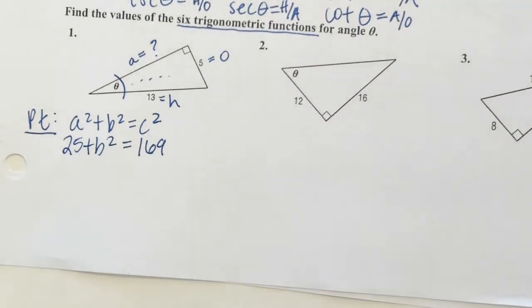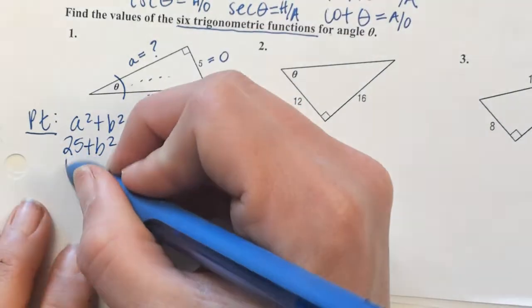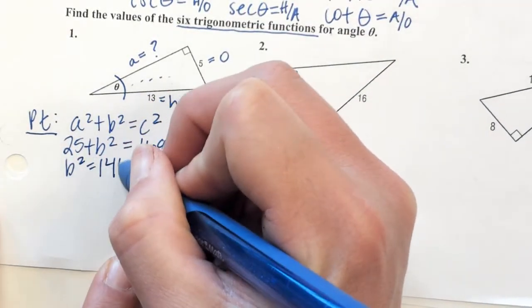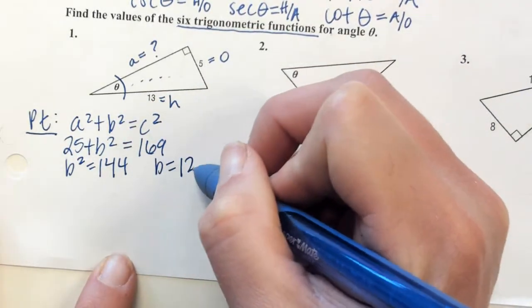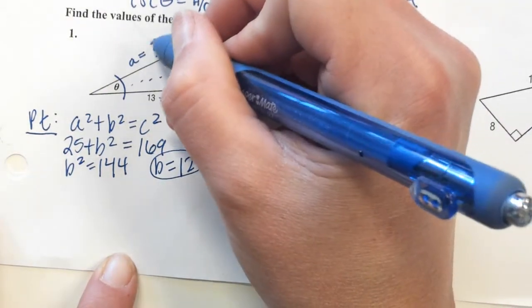Everybody see where I got that? How do I find B squared? Good. What's 169 minus 25? Good. So B squared equals 144. So B equals what? Very good. So what did we just find again? Good.